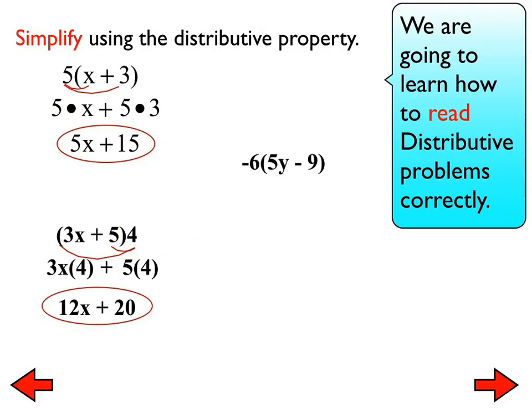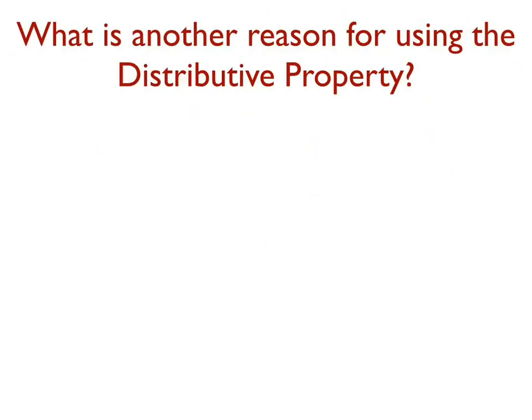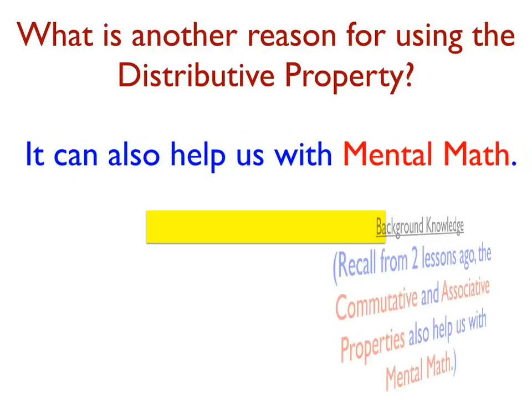Then we dealt with problems where we had negative numbers on the outside. In other words, the constant on the outside is negative, and so we have to multiply that, and we have to pay a little more attention when we have a negative on the outside. So that's what we did yesterday. Well, today we're going to deal with this mental math part of the distributive property.